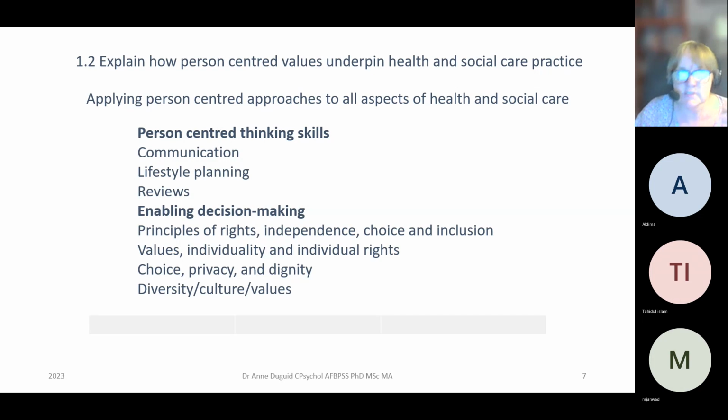And again, diversity, culture, values. We go back to sexuality, gender, religion, able-bodied, visual impairment, mental illness, a whole range of differences that define us. And we remember we cannot discriminate based on these.